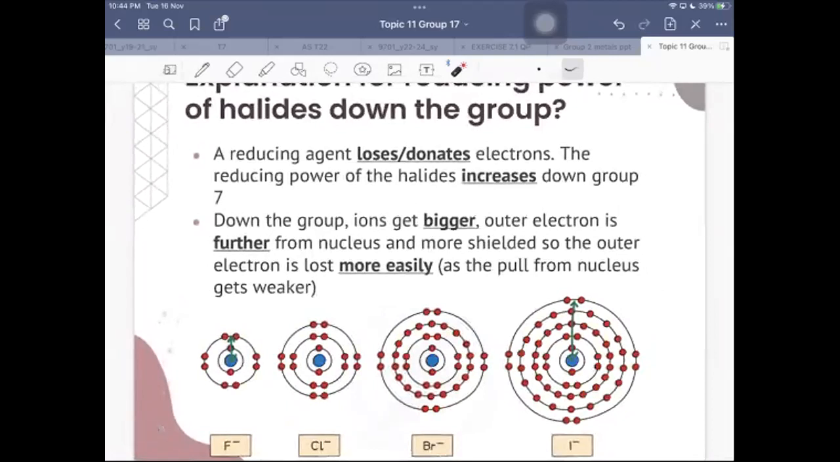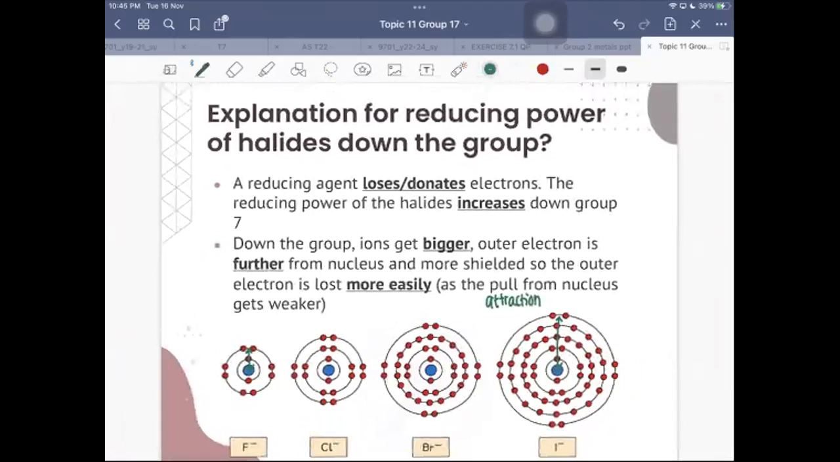There's also shielding, which I did not mention, but you should mention shielding whenever you talk about distance because they go hand in hand. So the outer electron is lost more easily because the pull, or attraction, from the nucleus gets weaker. If you don't like the word pull, it's the same concept as attraction.